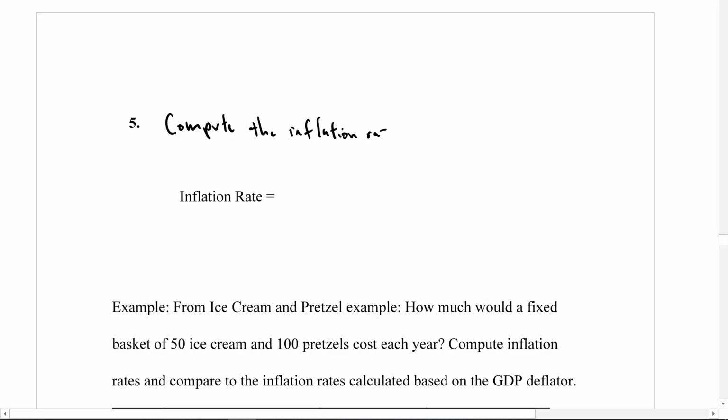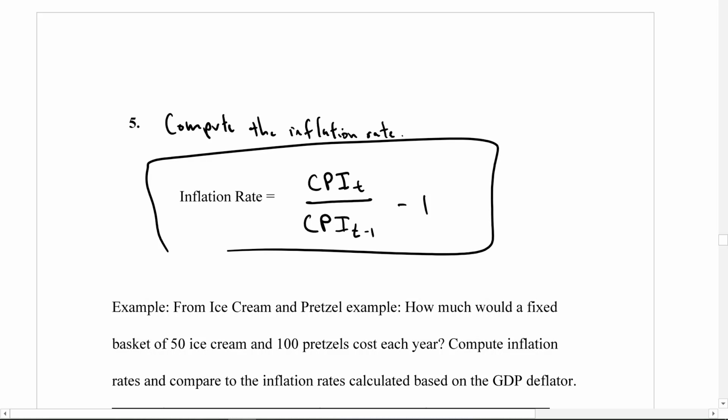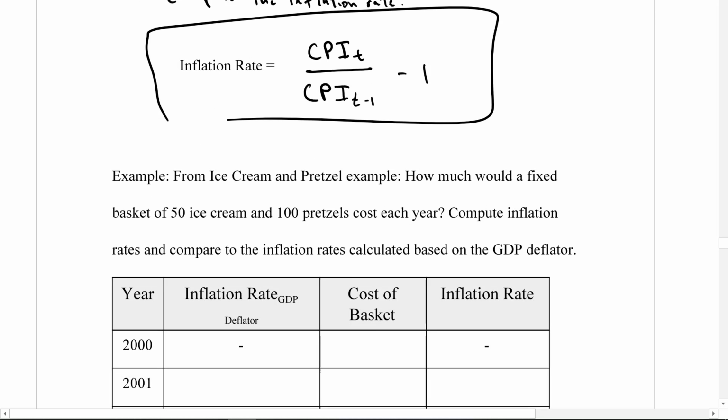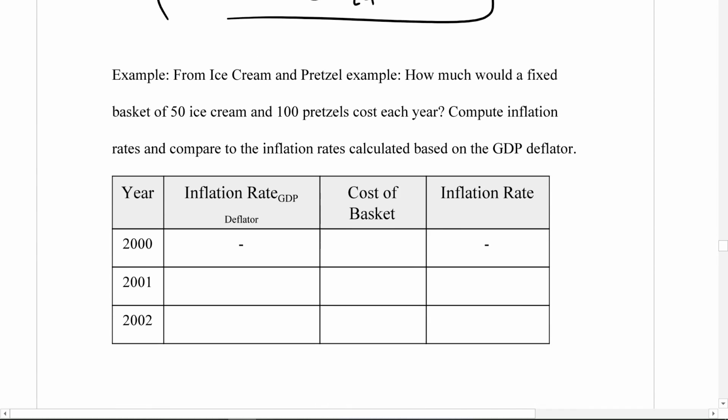Compute the inflation rate. And this is just the same type of calculation as it was for the GDP deflator inflation rate, but here we're just using CPI. So CPI in time t over CPI in time t minus 1, minus 1, gives you a 1-year inflation rate. Okay, and again, you could also do the other formula, the difference divided by the original, but this is just generally easier.